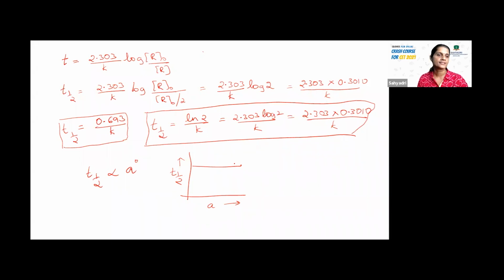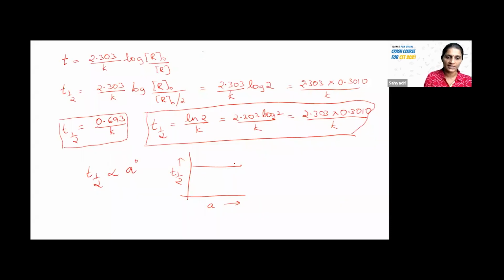Okay. Next. Now based on this only, T half of a first order reaction is independent of initial concentration, whereas T half of a zero order reaction is directly proportional to the initial concentration. Okay, now coming back to that, I'm giving you shortcuts. Please write it carefully. I'm giving you the shortcuts, how to solve the question based on this.